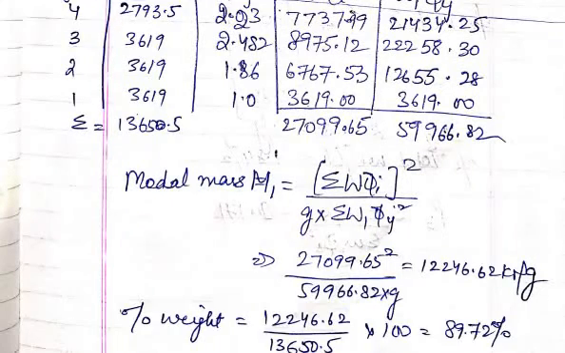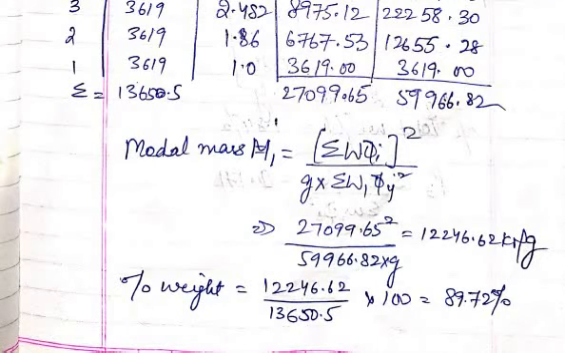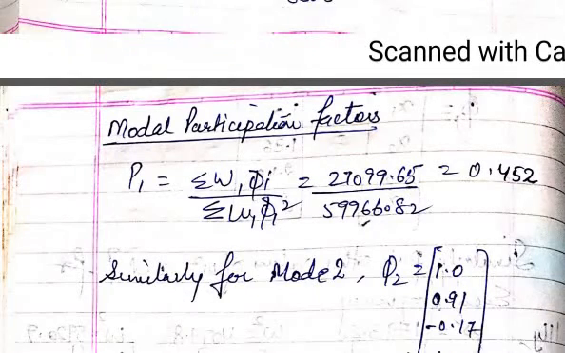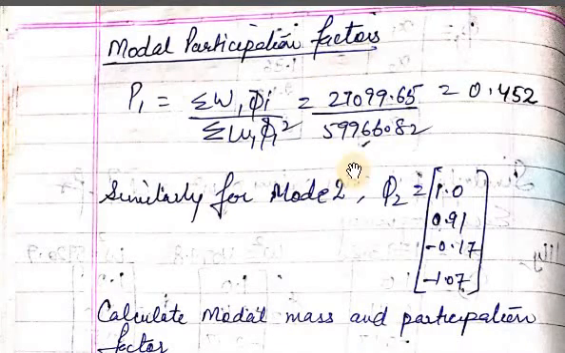Your modal mass 1, the formula is summation of w phi I square divided by g into summation of w1 phi 4 square. By solving this you will get the percentage weight. Here it is 89.72%. Then we will find the modal participation factor P1 and get the value in this way.